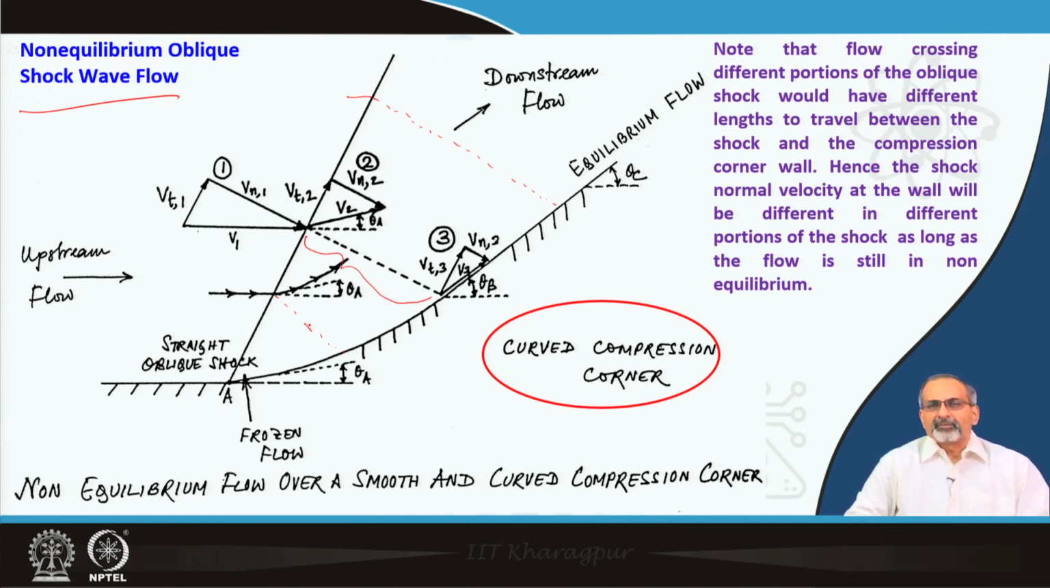So, when you cross the different lengths, the shock normal velocity at the wall will be different in different portions of the shock, as long as the flow is still in non-equilibrium, and therefore, the normal component of the velocity which is seen just behind the shock is not the same as the normal component of velocity some distance downstream of the shock, because by then the flow velocity has reduced because of the increasing cooling that is being produced in the flow, and therefore, essentially the tilt of the velocity vector over here and that over here would not be identical. We will discuss this soon.